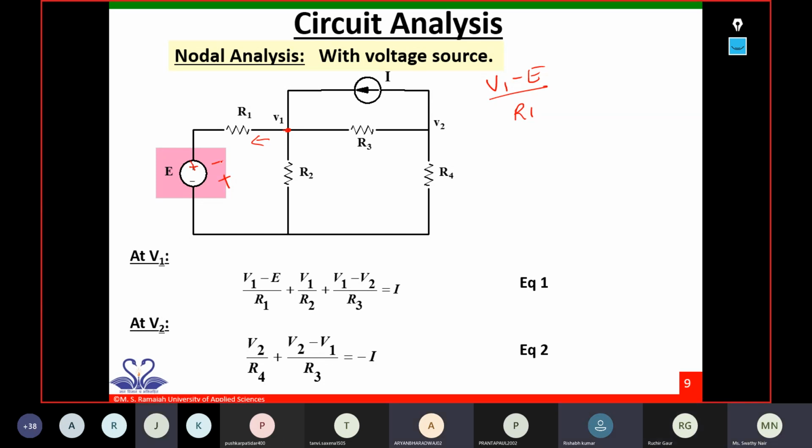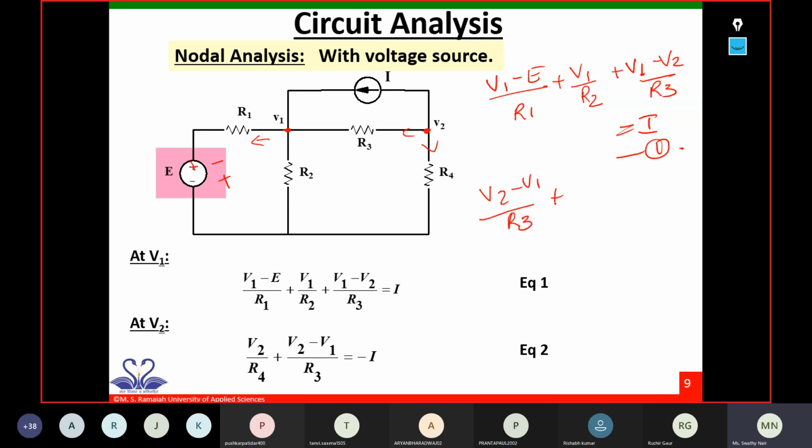Okay. So this is (V1 minus E) by R1 plus V1 by R2 plus (V1 minus V2) by R3 is equal to I. This is your first equation. Second equation, all are leaving currents. So (V2 minus V1) by R3 plus V2 by R4 plus I is equal to 0, right? These two equations you can solve and find the answer.